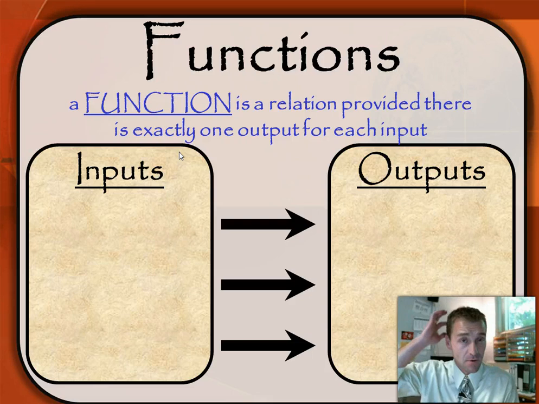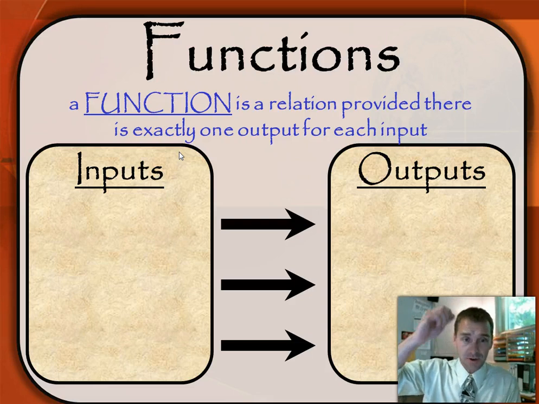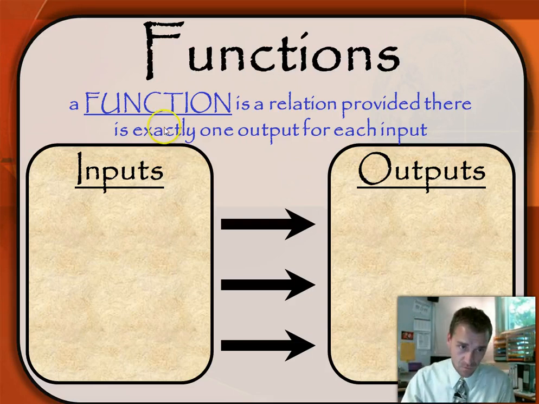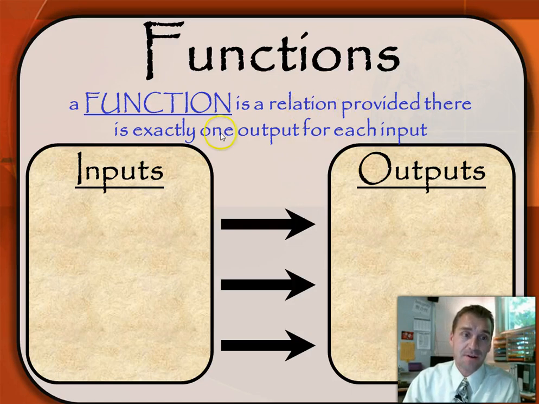And here's what I'd recommend writing down. There's two definitions, but here's the first one. It's the book definition of what a function is. You need to write it in your graphic organizer. A function is a relation provided there is exactly one output for each input. So it's a specific type of relation. We're not just pairing any old thing. It has to be specifically where one output is going for each input, or is coming from each input.